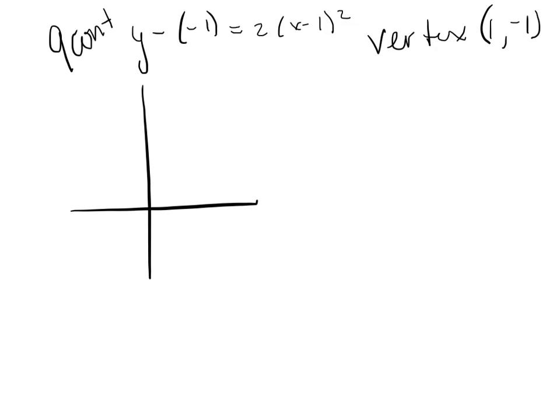Okay, so here's where I was. I know where my vertex is. It's at 1 and negative 1, so right here. I know it's going to open up. I'd like to nail a point so I know exactly how tall and skinny this really is.